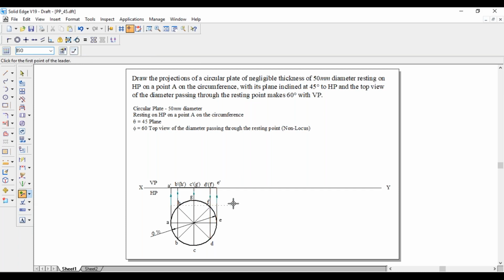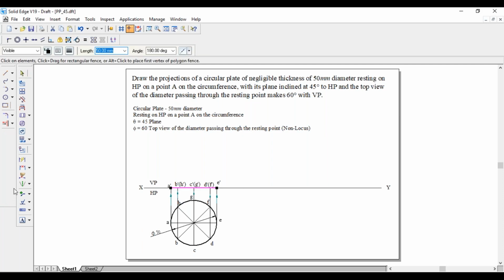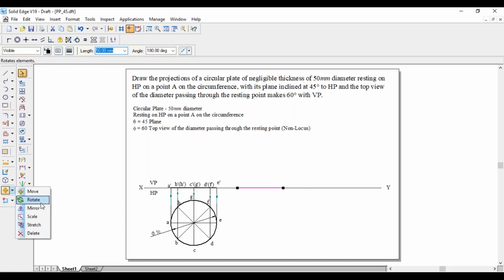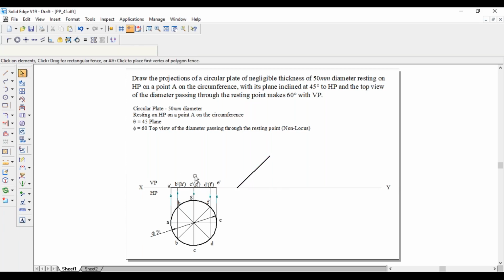Now for the second position, the plane is making an angle of 45 degrees with respect to HP. This means the line A dash E dash has to make an angle of 45 degrees with respect to the XY line. This is A dash, and this is E dash.